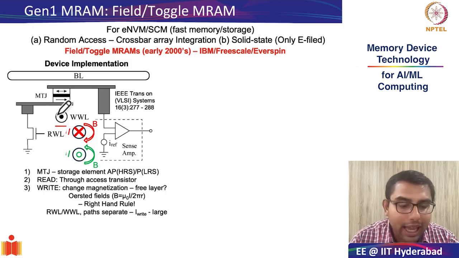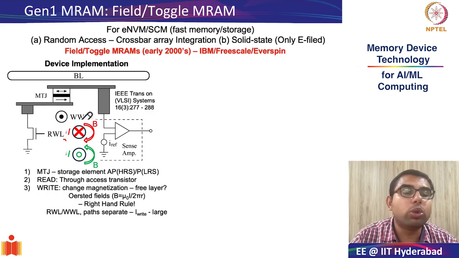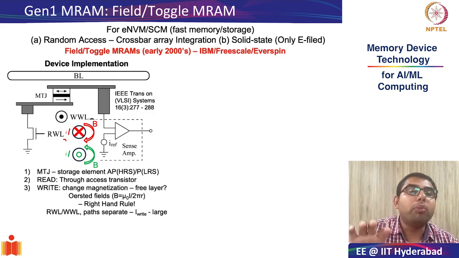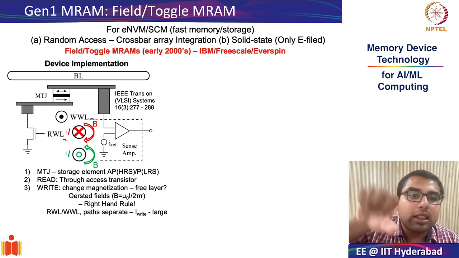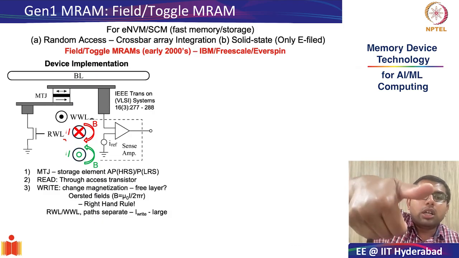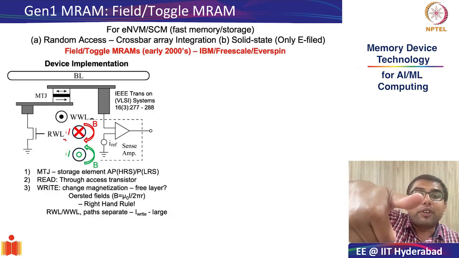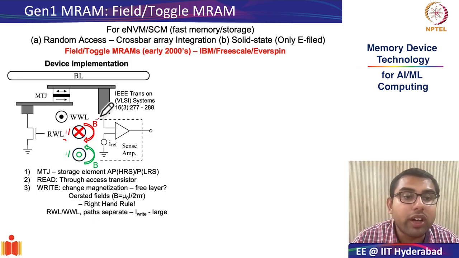Essentially, you play with the direction of current that is flowing through this write word line wire. As you can see from the right hand thumb rule, if the direction of the current is inside the plane or inside the slide going from me to you, then through right hand thumb rule, please look at the camera, the magnetic field which will be generated is in clockwise direction, as you see over here.